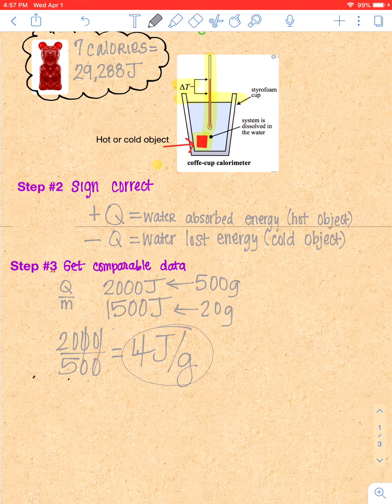And so you will be able to look at your substances and say, hey, I think substance A works better because it absorbed the most heat energy. So always keep your context in mind too as you're conducting this lab. And hopefully this helps you a little bit with what to do with your data.